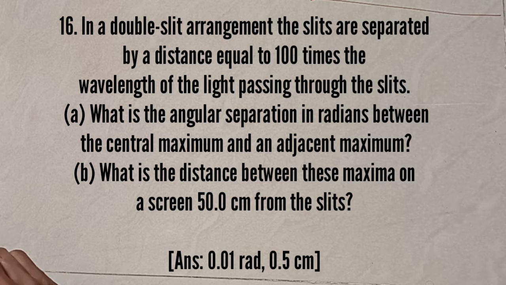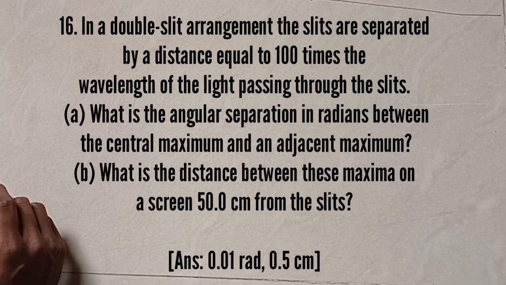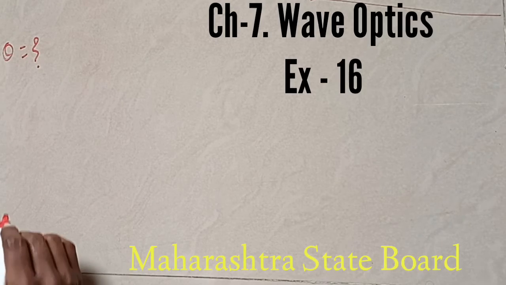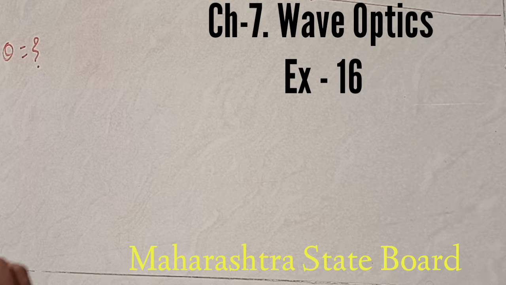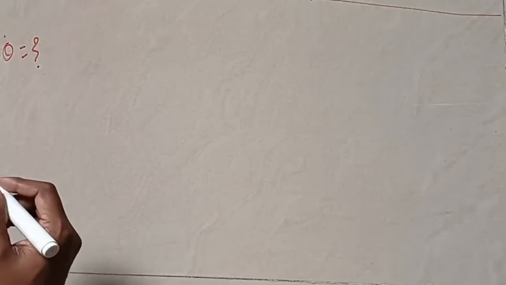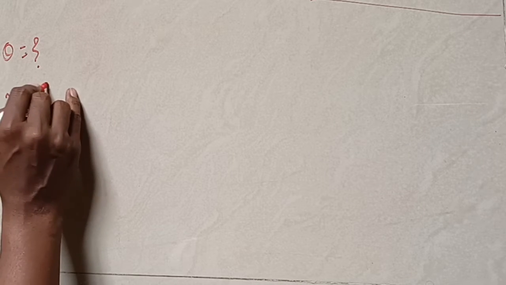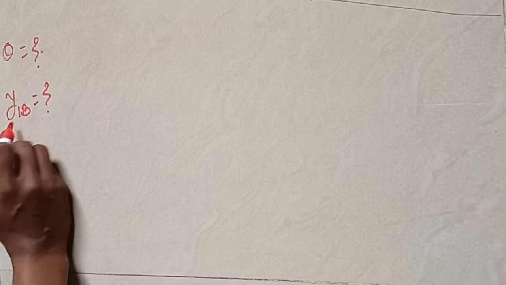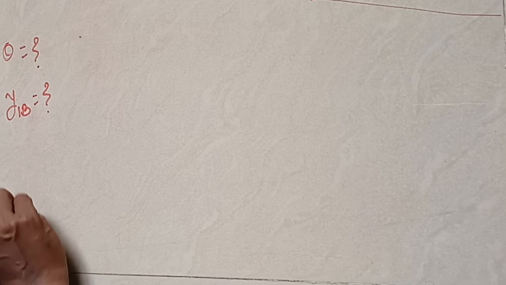Now in this problem number 16, here we first find out the angular separation between the central maxima and an adjacent maxima, which is denoted by theta, right? Now second, we find out the distance between the central maxima and the first maximum, which is denoted by y1b. What is y1b? y1b is the distance from the central maxima to the first bright maxima.